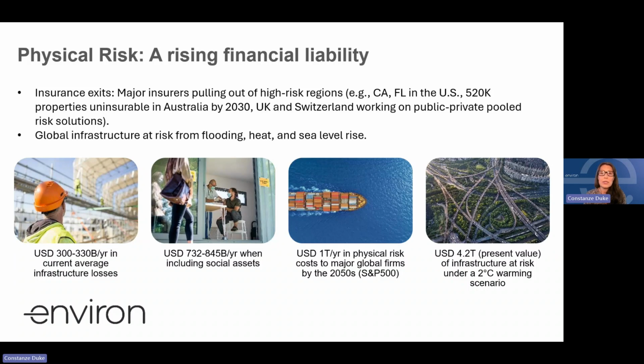Under a 2 degrees Celsius warming pathway, we're looking at over $4 trillion worth of infrastructure risk worldwide. And this alone will obviously impact companies who rely on that public infrastructure, but additionally, major global companies are expected to face costs upward of $1 trillion per year related just to physical climate risks.